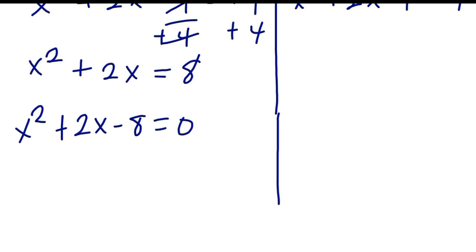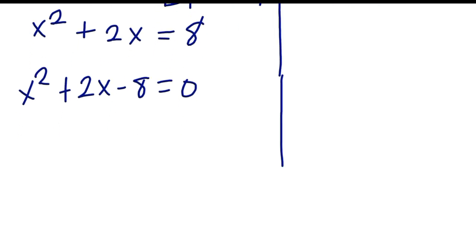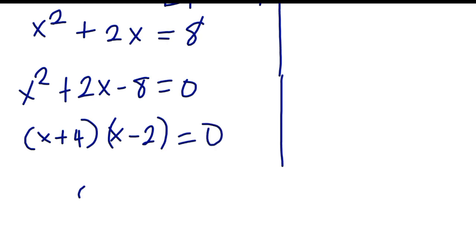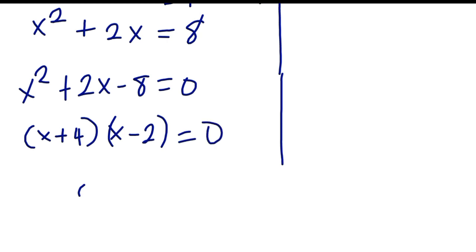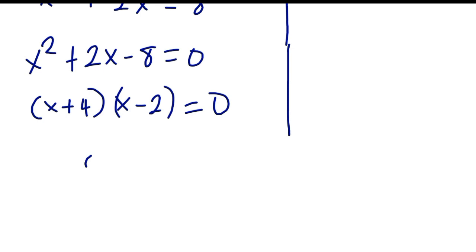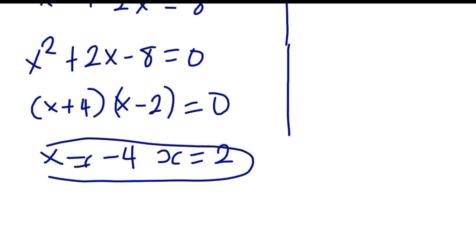So we factorize, and you have that x plus 4 multiplied by x minus 2 is equal to 0. So what do you have here? We have that our value of x is equal to minus 4 and x is equal to 2. So we have two values of x here.